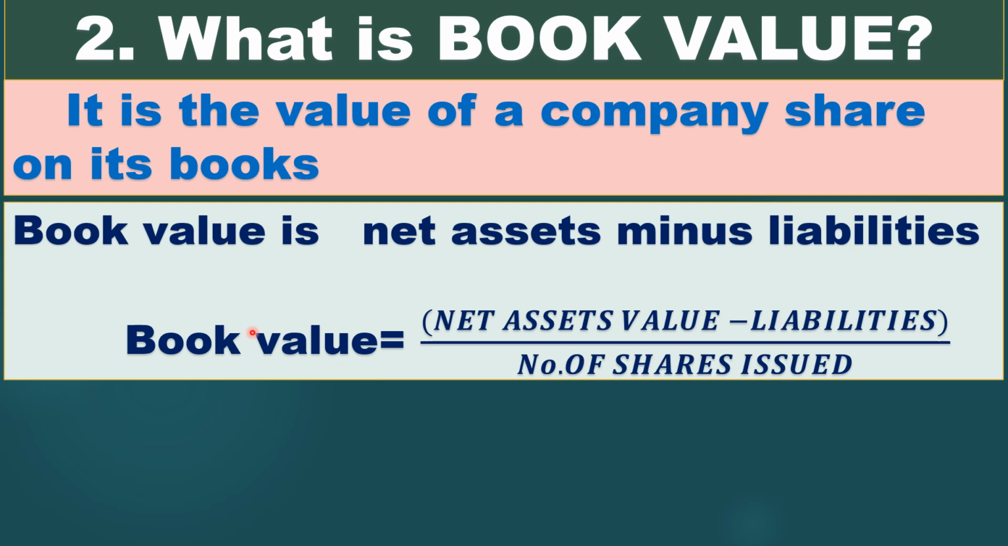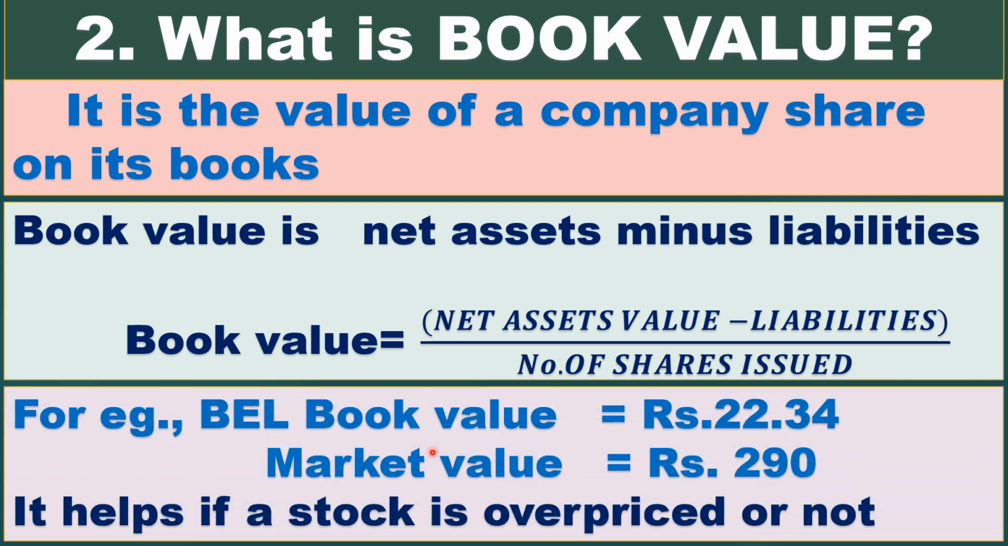Okay, now what is the formula used to calculate it? Book value is equal to net asset value, NAV, minus liabilities, divided by the number of shares issued by the company. For example, the book value of BEL, Bharat Electronics Limited, is rupees 22.34. And its current market value is rupees 290. It helps to see if a stock is overpriced. In this case, you see, it is overpriced. The stock is overpriced because book value is the value of the company share, but in the market, its value is very, very high.